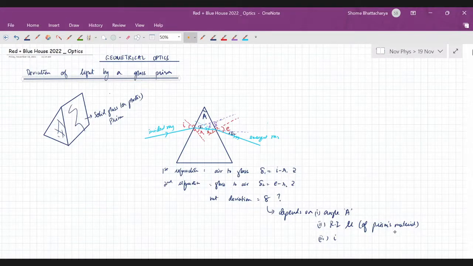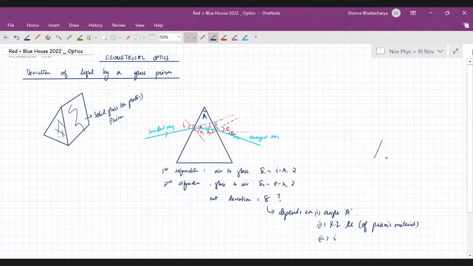Sir, what is that delta? The net deviation from where to where? It is delta. Okay. So that you can see is the angle between the incident ray produced forward and the emergent ray produced back. That is the net deviation.